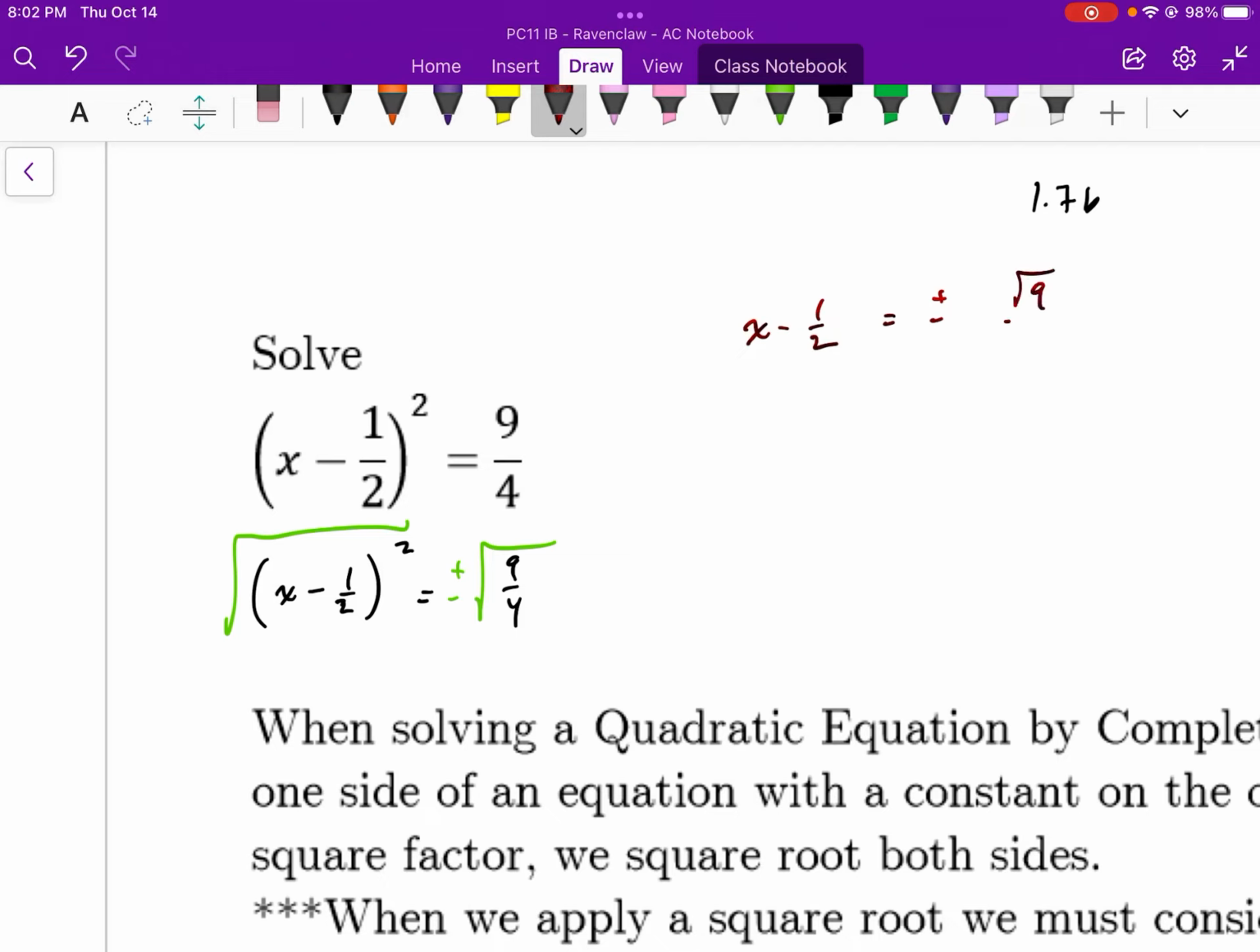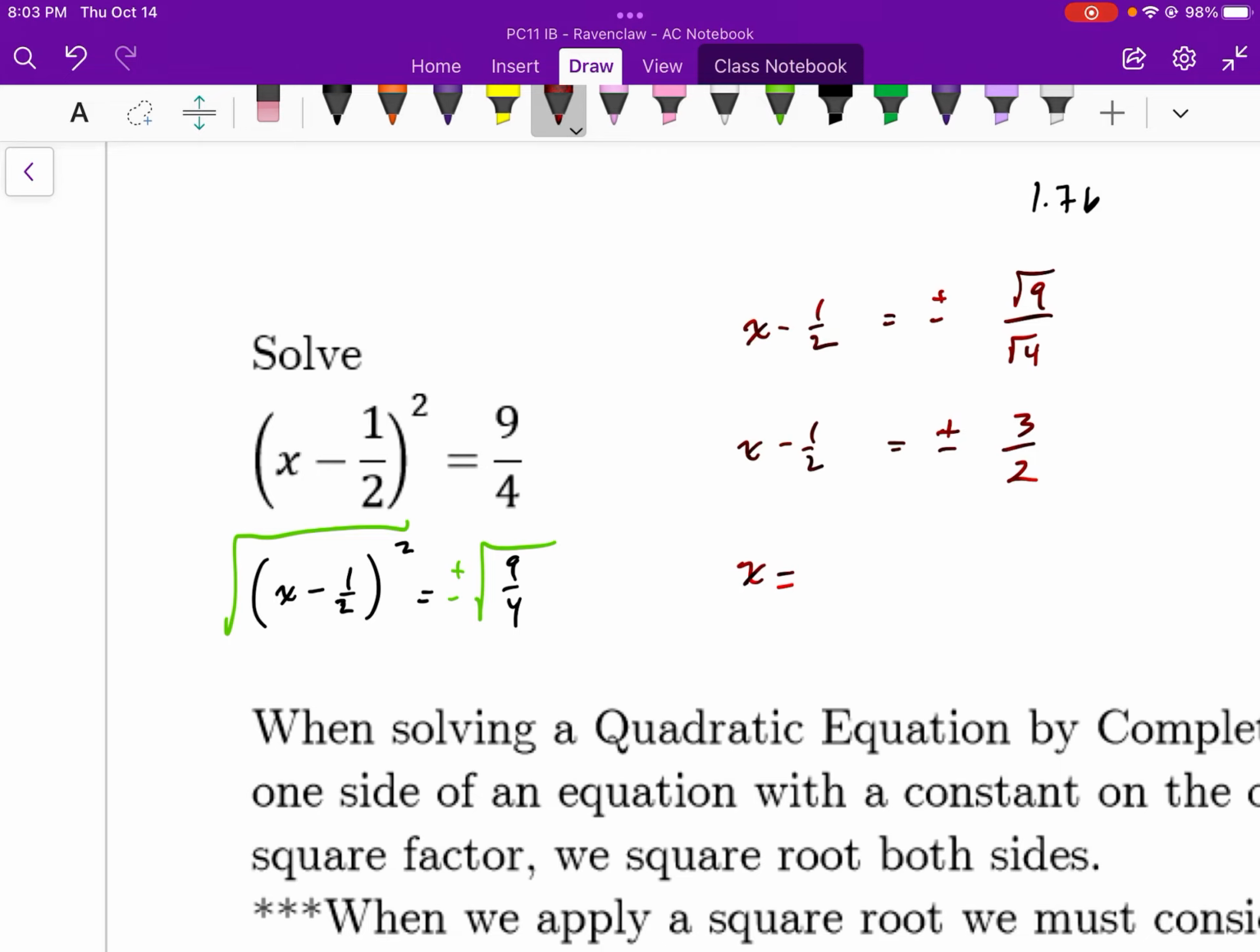Well, this yields the square root of 9 over the square root of 4. At the end of this video, I'll explain why we can break up our square roots like that. I'm just going to simplify the right-hand side ever so slightly. The square root of 9 is 3. The square root of 4 is 2. So x - 1/2 is equal to plus or minus 3/2.